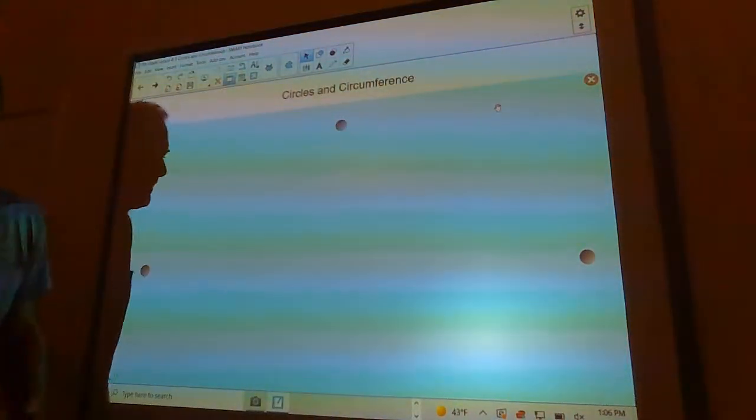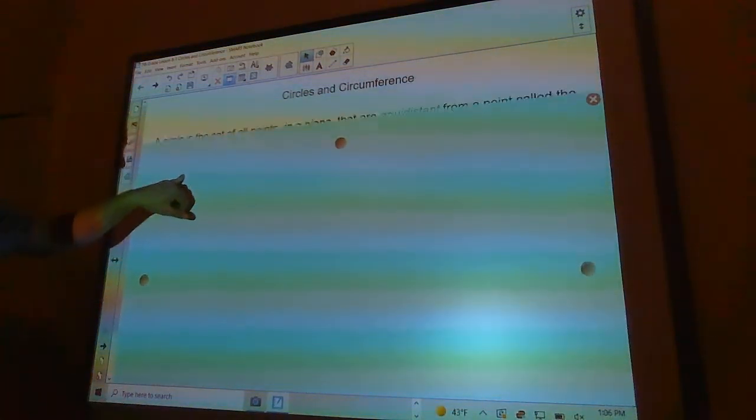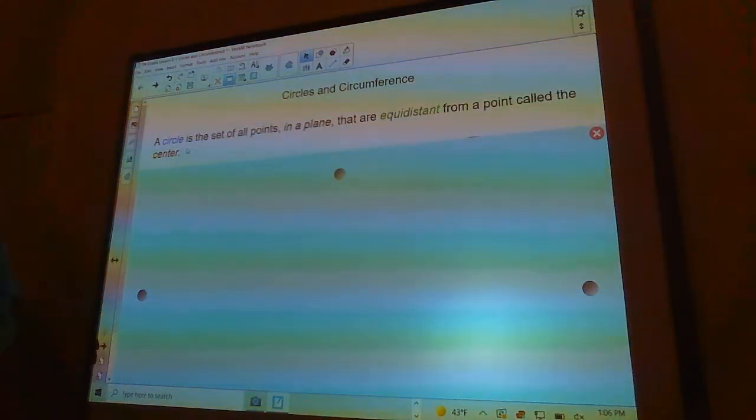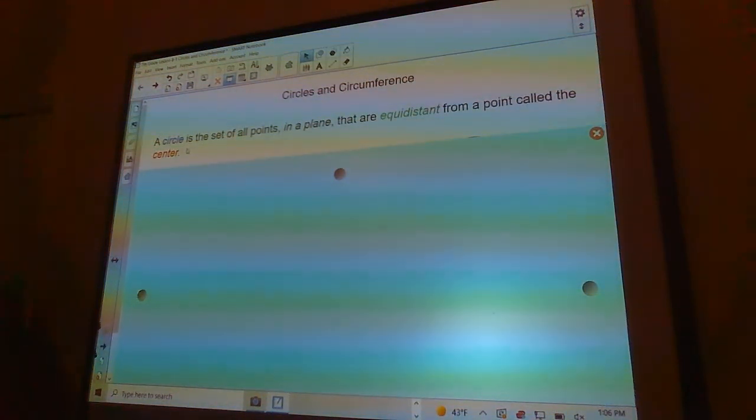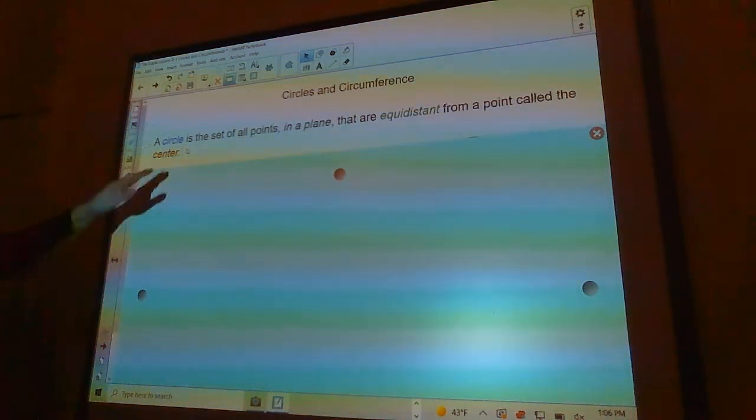Hello everybody, today we are going to talk about circles and circumference. Okay, so a circle is the set of all points in a plane that are equidistant from a center point, from a point called the center. Okay, so we got a couple words here.